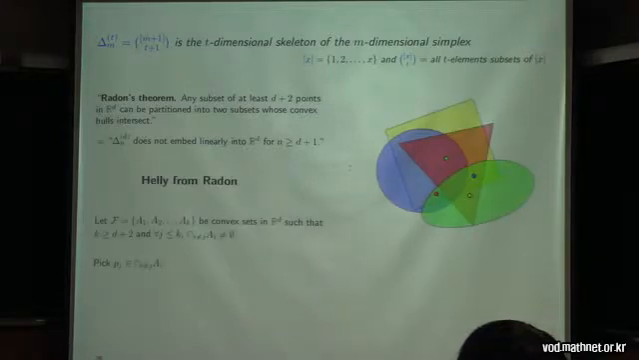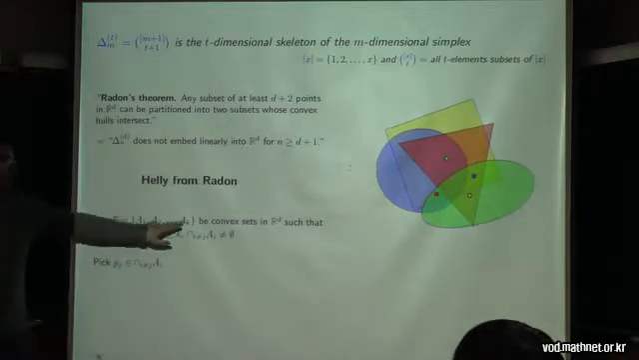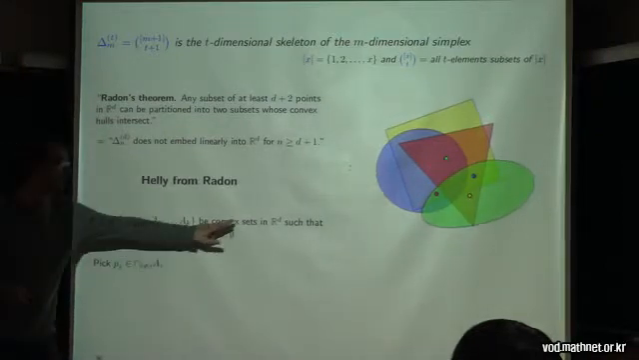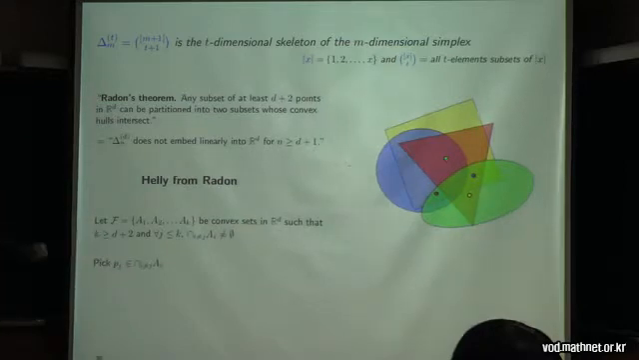There is a very standard proof of Helly's theorem for convex sets from Radon's theorem. This proof starts by saying, assume that you have convex sets, k of them, in R^d, so that any d plus 2 intersect. We want to prove that they all intersect.